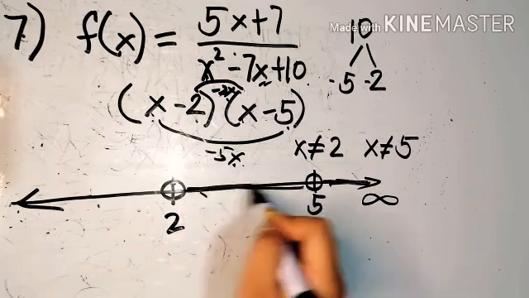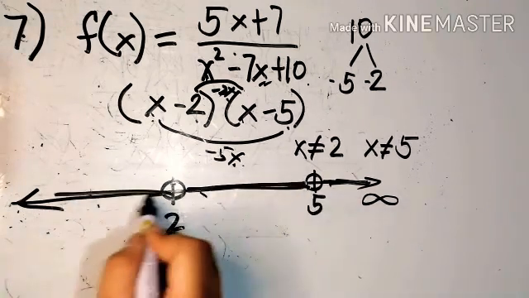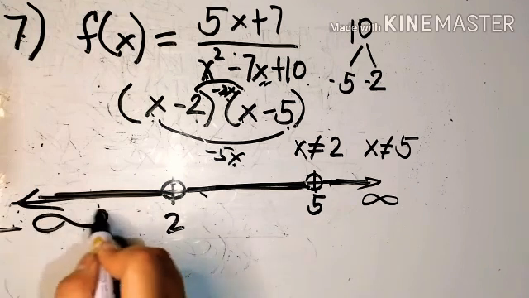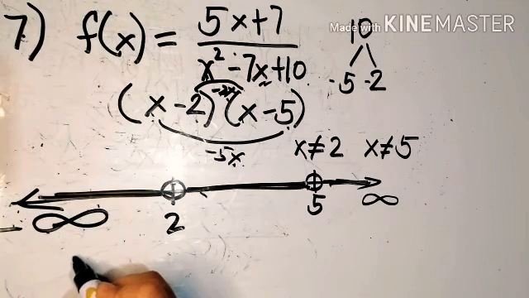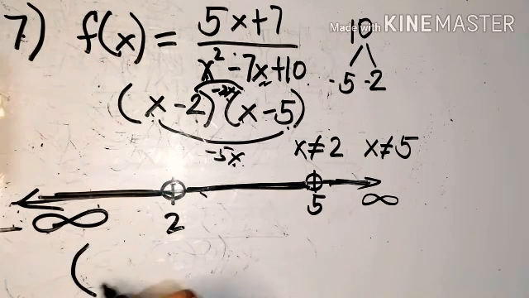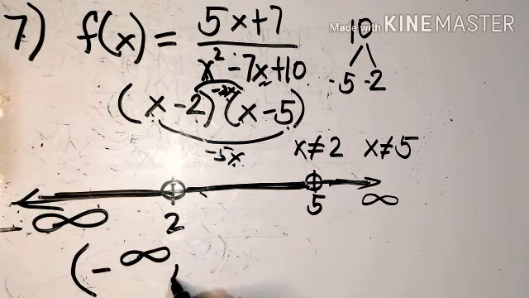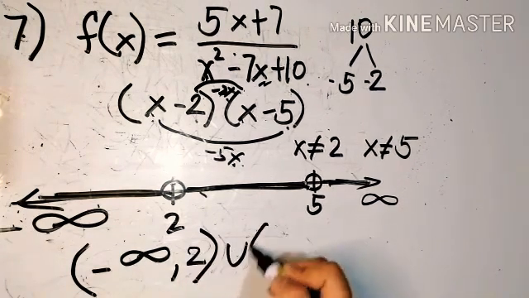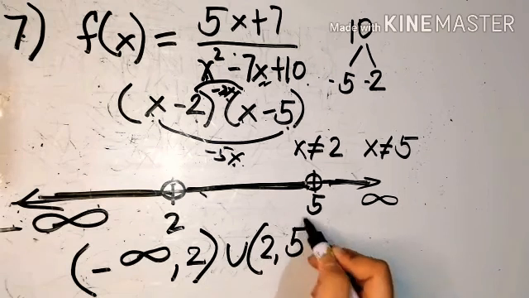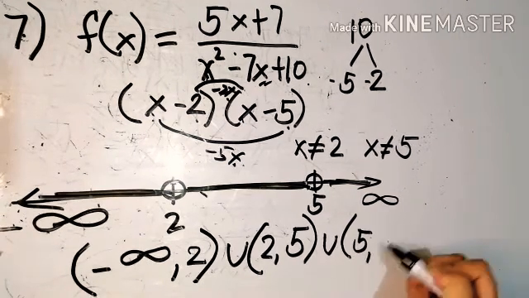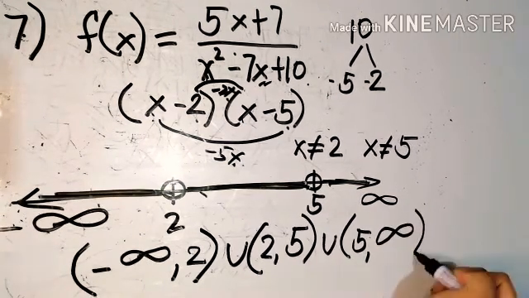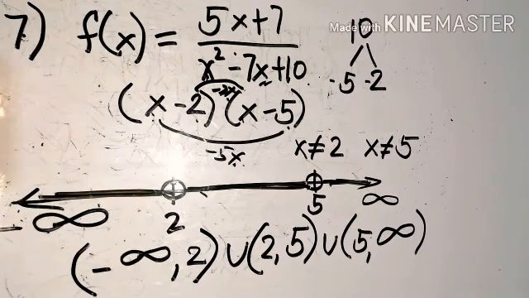Kasi magiging 0. Pero pwede siyang yung mga positive integers and negative integers at yung nasa gitna, no? 2 and 5. 3, 4. Pwede yun. At saka yung mga nasa gitna nila. Now, how are we going to write it? Kung pwede yung negative, we have the negative infinity. Maliban lang sa 2. So, siya ay close parenthesis. Parenthesis ang gagamitin. Union of 2, 5. Union of 5, positive infinity.